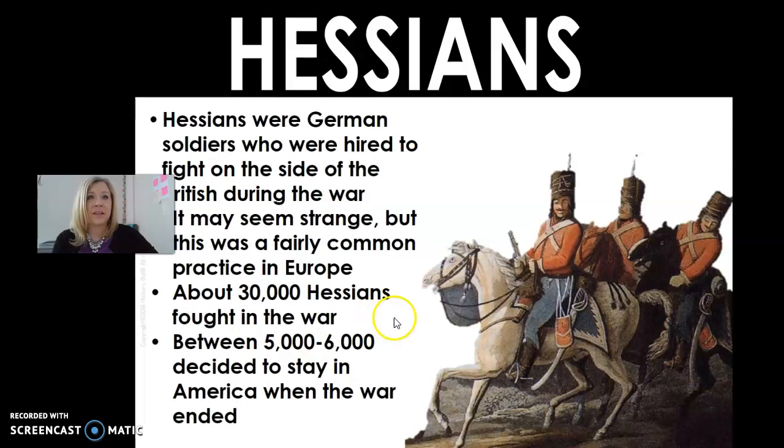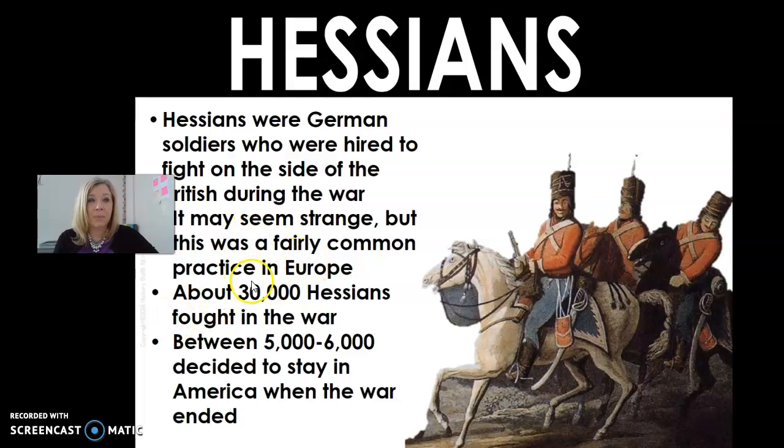Again, let's talk about those Hessians. So Hessians are these German soldiers that are hired to fight on the side of the British during the war. So if you remember, we talked about this now becoming a global war. We talked about it being a world war because we have two separate countries. It's no longer the colonies fighting the British, so it's not a civil war, it is an actual war. And because the Germans, or the Hessians, were hired by Britain, we have the Germans who are getting involved in the war, and then we also have France who is involved too. So the Hessians were these German soldiers hired again by the British during the war.